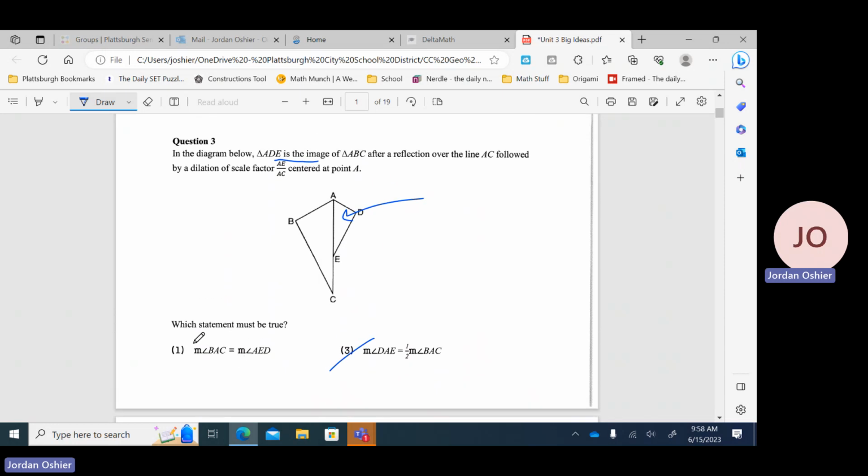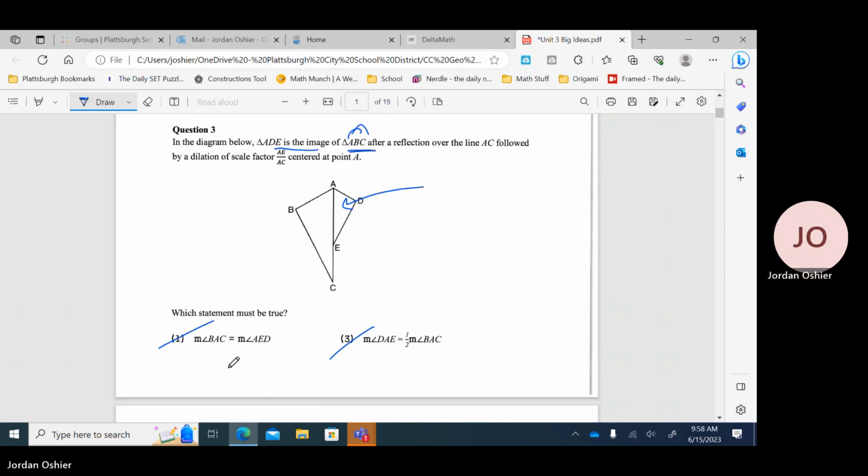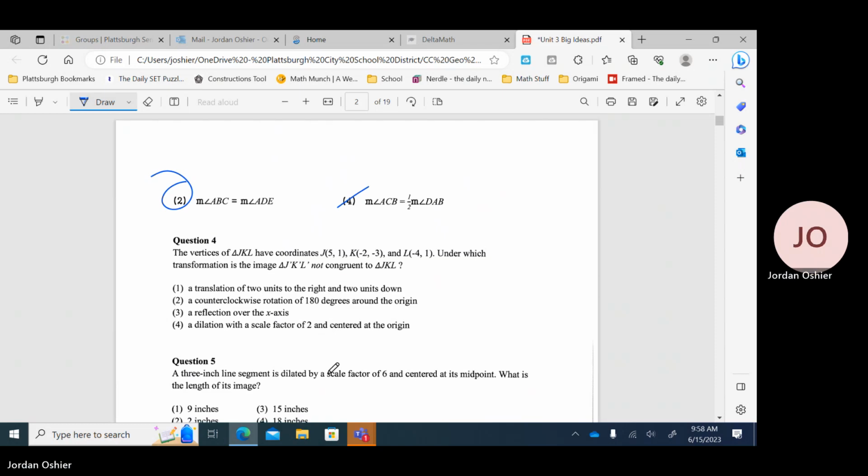So if I look at BAC up here, BAC, so I go like 2, 1, 3. AED does not go in that same order. Whereas ABC, first, second, third, ADE, first, second, third, that's the one because it's in corresponding order.